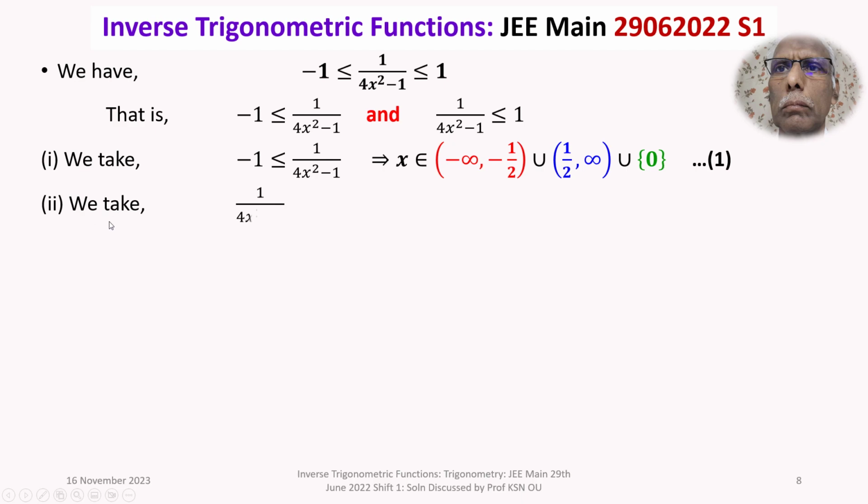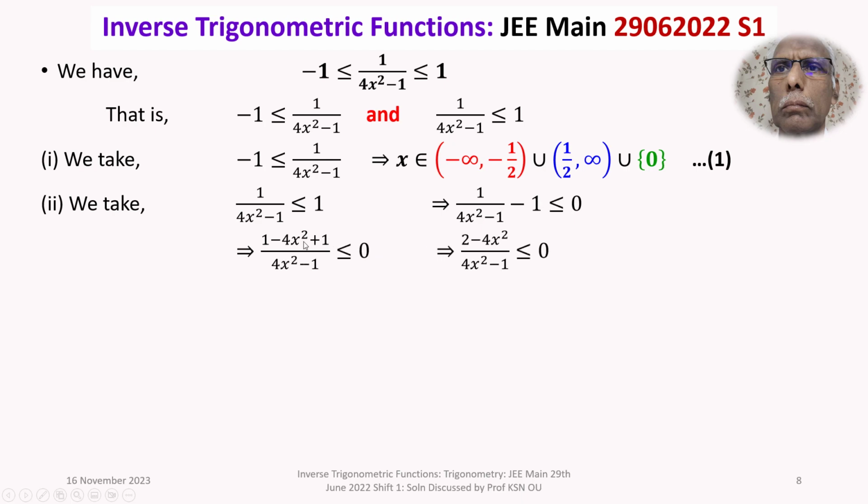So to second, we take 1 by 4x square minus 1 less than or equal to 1. So 1 by 4x square minus 1 minus 1 less than or equal to 0. Take the LCM. That is 1 minus 4x square plus 1 the numerator by 4x square minus 1. And that will imply 1 plus 1, 2 minus 4x square by 4x square minus 1.